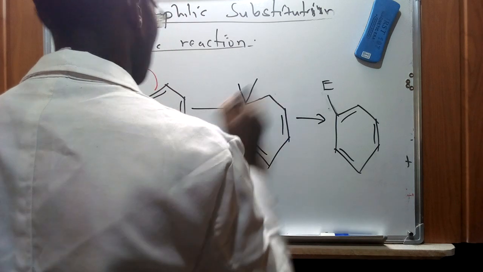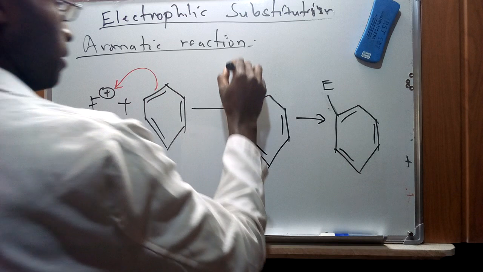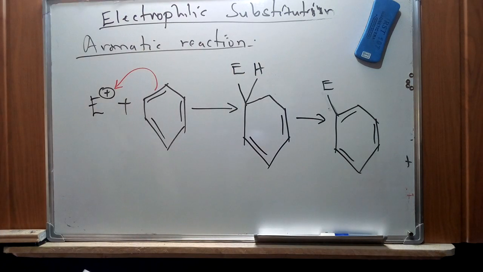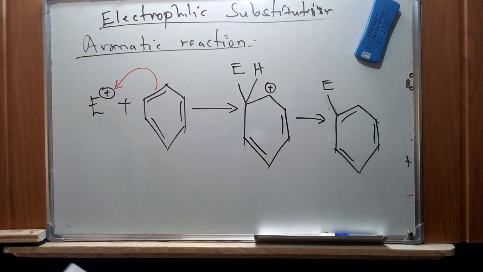So we shall have this. It's an attack at that point. Then we shall have this one. This is E, H at that particular point, and there's going to be a positive charge at that point. So we talked about a nucleophile, which has a negative charge.